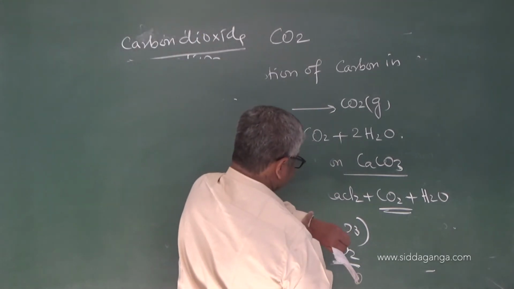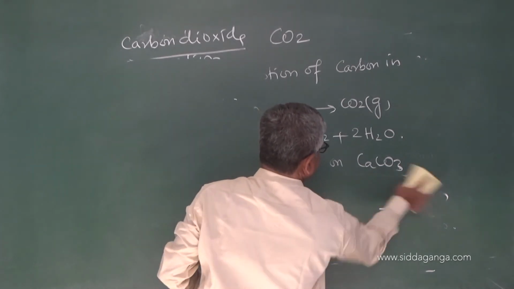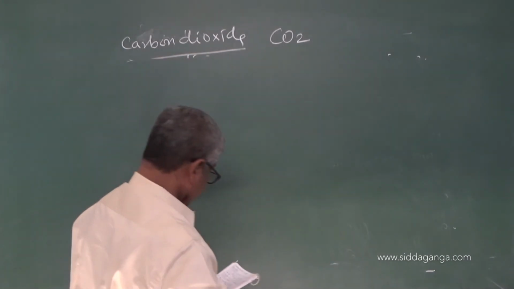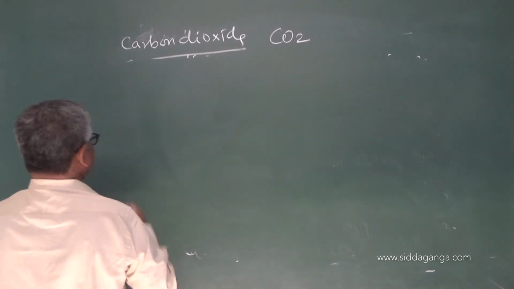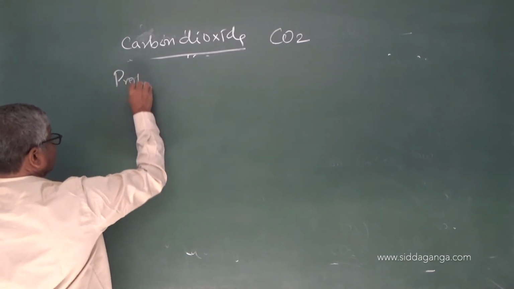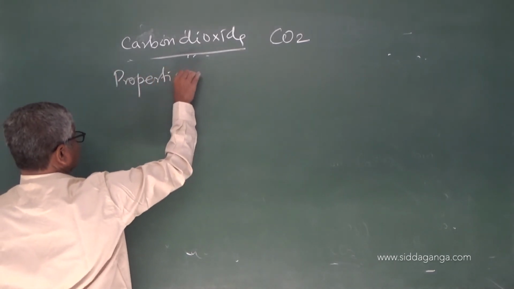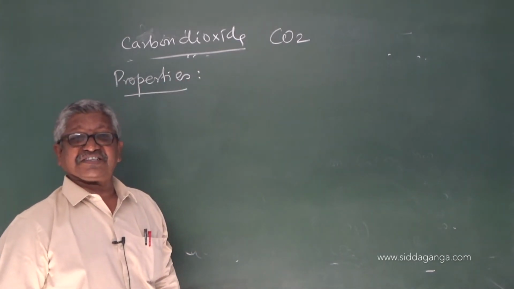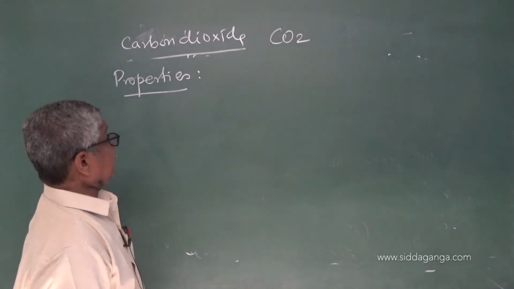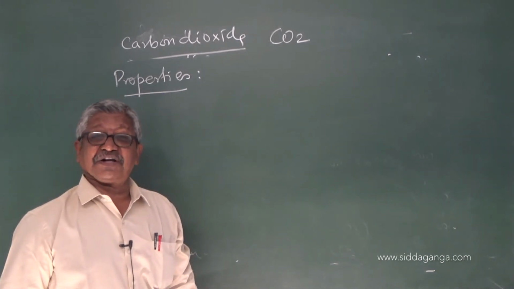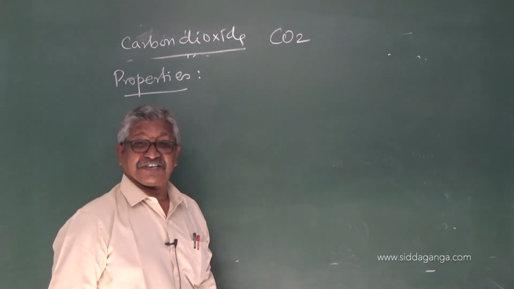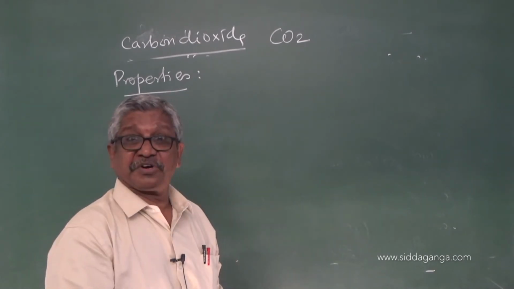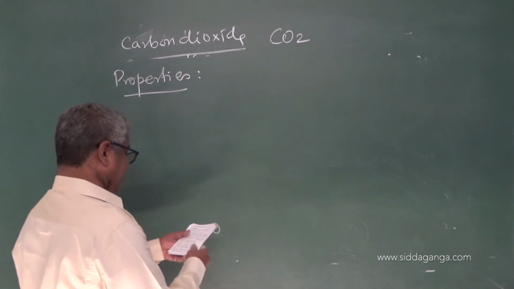Three methods of preparation for the carbon dioxide. Next, properties. This fifth part includes fullerene 60, fullerene 70 and the important compounds of carbon, carbon monoxide, properties and the uses. We'll see at the last for both carbon monoxide and the carbon dioxide.